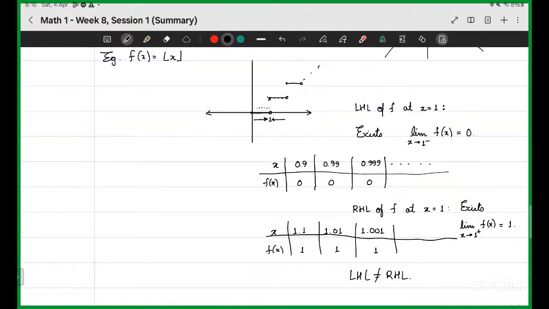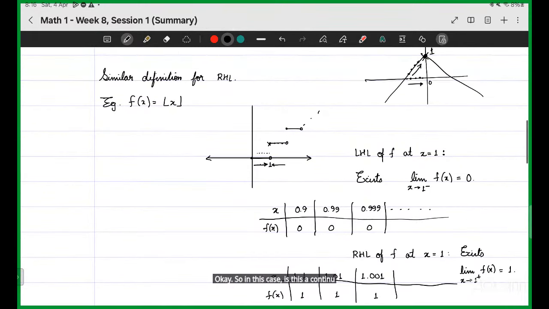Okay. So in this case, is this a continuous function, the floor function? No, sir. At what points do we have a problem? At 1, it's not continuous. And similarly at 2 and so on. Yeah, so at integer points, you have discontinuity.